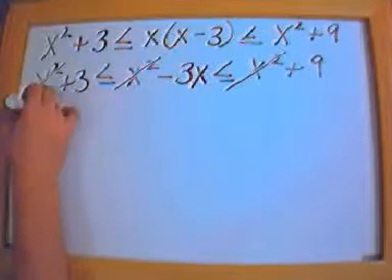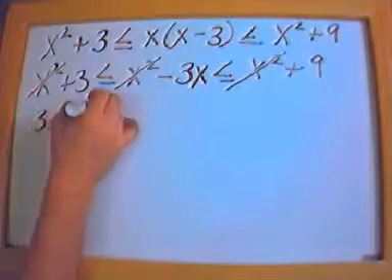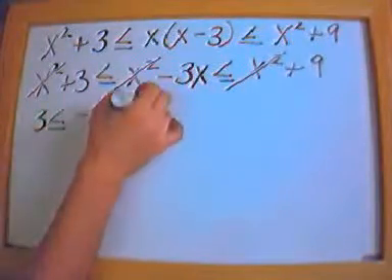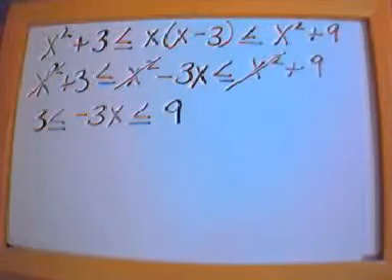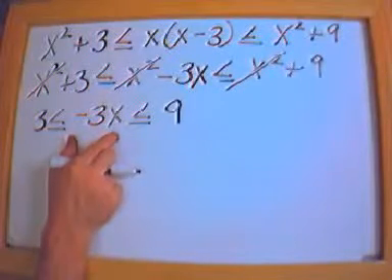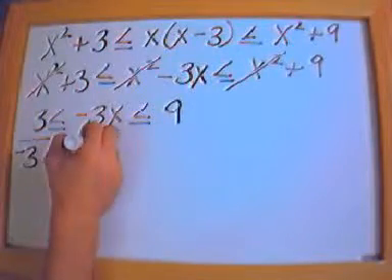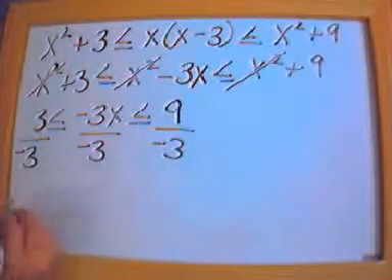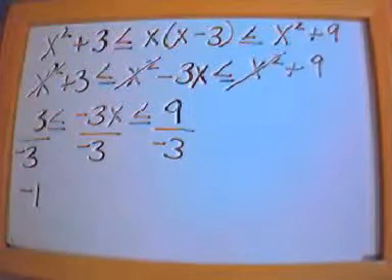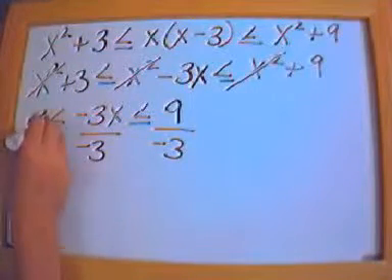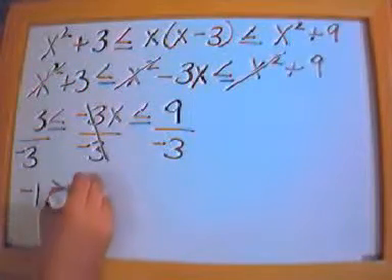So I'm left with 3 less than or equal to negative 3x less than or equal to 9. Now how do I finish this guy off? Well, I got to get x by itself, so I'm going to divide by negative 3 because I'm going to cancel this multiplication out. Divide by negative 3, divide by negative 3, divide by negative 3. On the left, I'm going to be left with negative 1. 3 divided by 3 is 1, and then negative and positive give you a negative there. And I'm going to switch the sign around because I've divided by a negative. These two cancel out, so I only have an x in the middle.